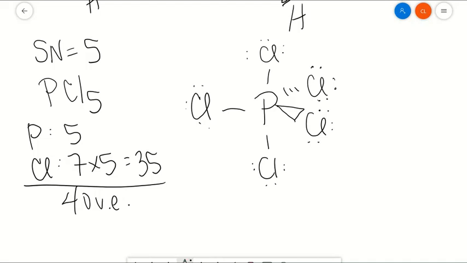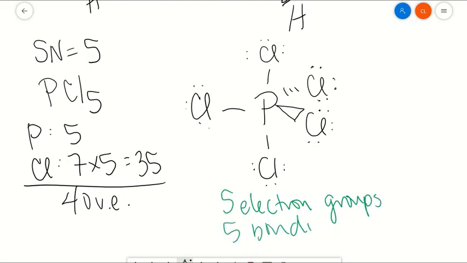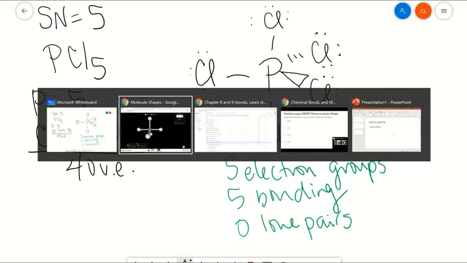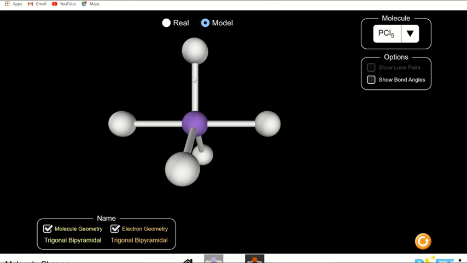So again, we're going to ask ourselves those same questions. We have 5 electron groups. 5 of them are bonding. And how many lone pairs do we have? 0 lone pairs. All right, so now let's take a look at what this shape looks like.